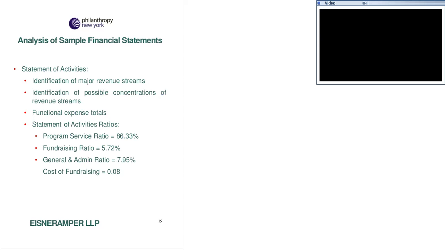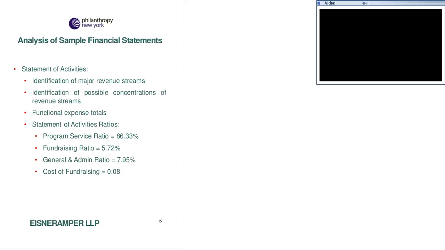In terms of the statement of activities, they're going to identify for you the major revenue streams. They may show you possible concentration of revenue streams. Again, you may or may not see that. You may see the functional expense totals. So let me just go back and talk about what you may see when you're looking at the statement of activities. An organization can present these in various ways.